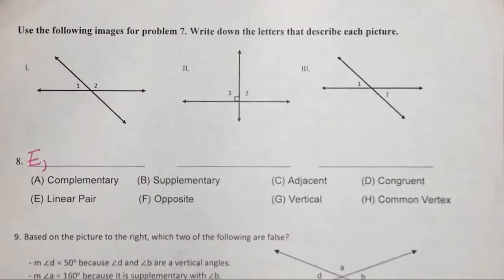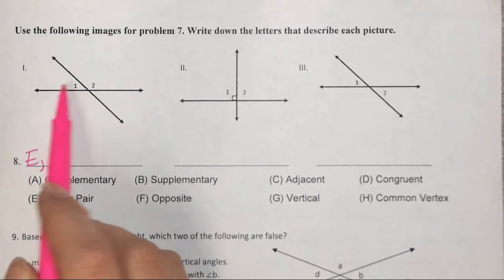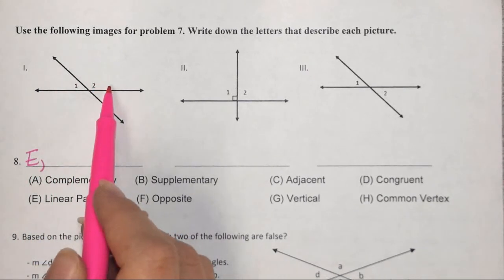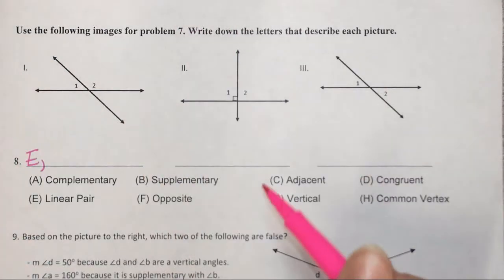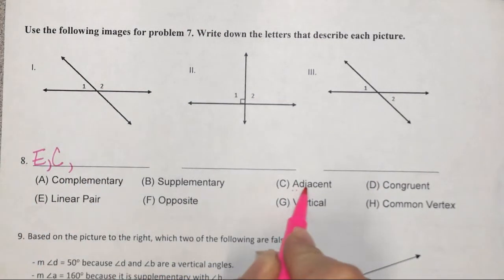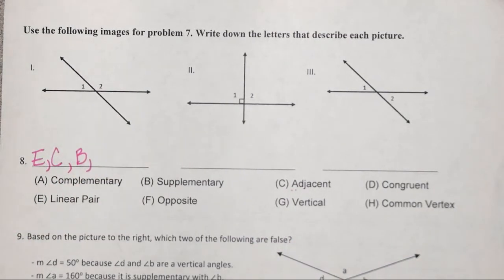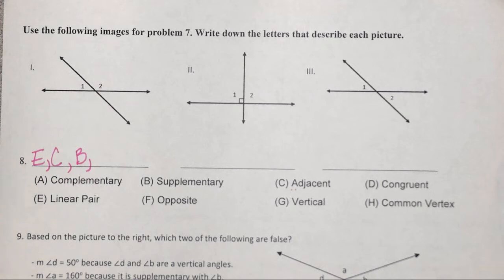Zoom in a little bit. Okay. I know that because these two angles are right next to each other and they form a line. So being right next to each other, that also means that they're adjacent. So a linear pair, they're adjacent, they're supplementary, since they add to 180 degrees, they form a line.